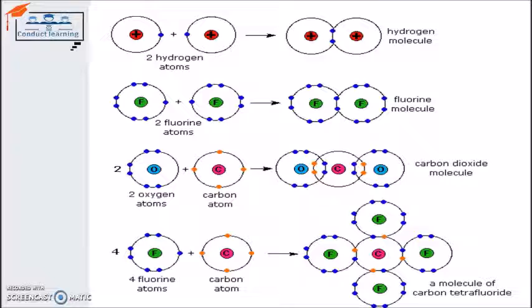There are some other examples also. This example is for 2 hydrogen atoms, which we have already done, where the 2 hydrogen atoms share 1 electron with each other. This is one hydrogen atom with 1 electron in its valence shell, and another hydrogen atom with 1 electron in its valence shell. When they combine, they each share 1 electron. 1, 2. Now this hydrogen atom has 2 electrons, and this hydrogen atom also has 2 electrons, and they form hydrogen molecules, that is H2.